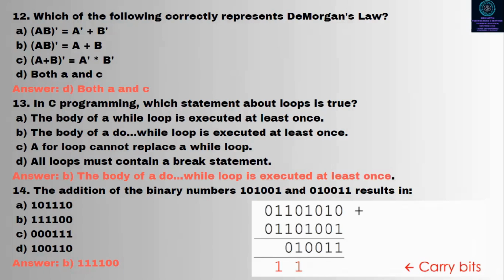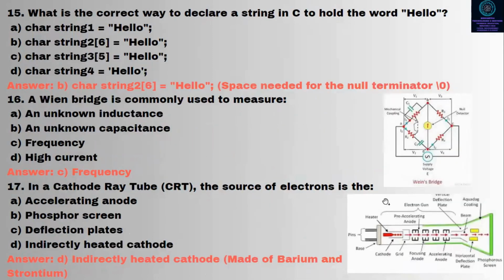Next question: the addition of the binary numbers 101001 and 010011 results in what answer? That is 1, 4 ones and 0, 0. I have shown it here. You can just make out how the carry is left over. If the question asks for the carry, then you have to give the carry in the answer also. But here the question is different, so our answer is option B, that is 111000. Okay, let's go to the next question.